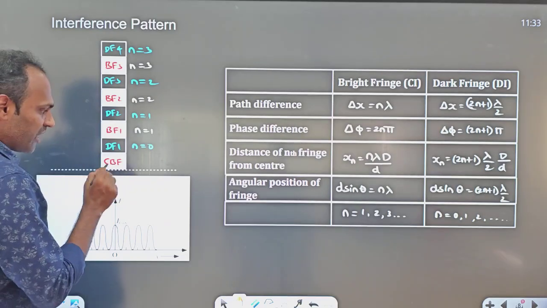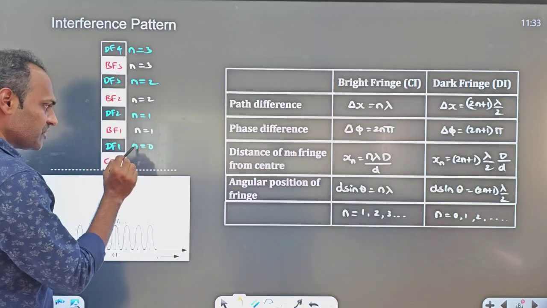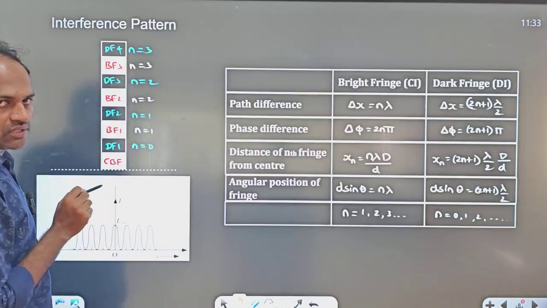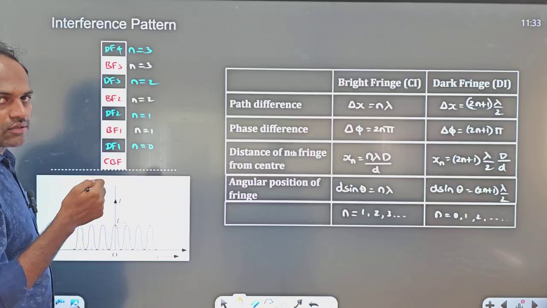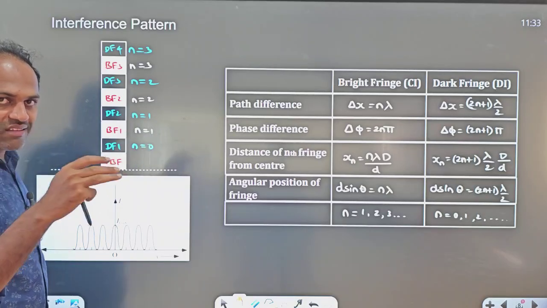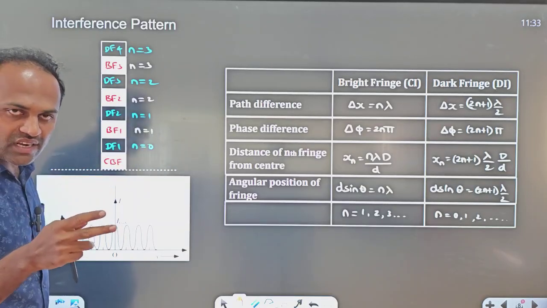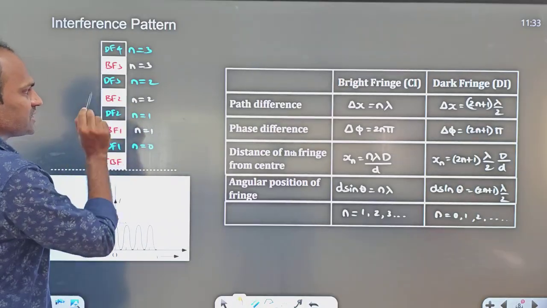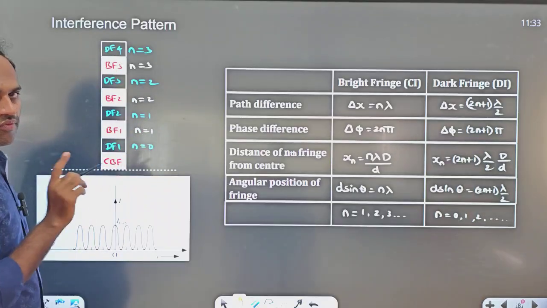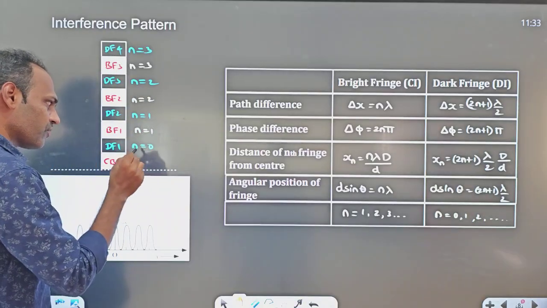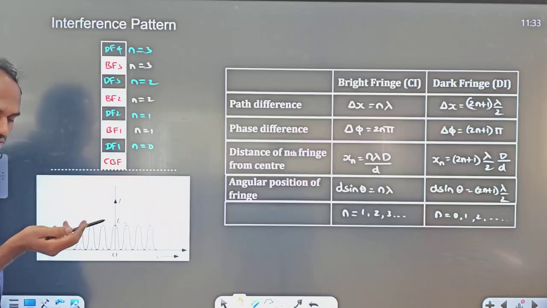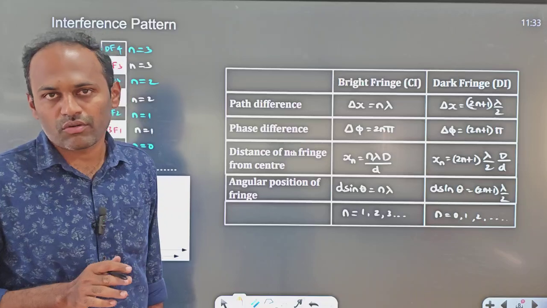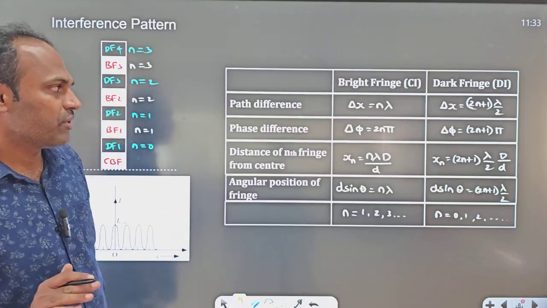Numbering system: do not give a number to the central bright fringe. First dark fringe n equal to 0, second dark fringe n equal to 1, third dark fringe n equal to 2, fourth dark fringe n is equal to 3. Started from 0. So second dark fringe means take 1, 10th dark fringe means take 9, 15th dark fringe means take 14. Bright fringe: first bright fringe 1, second bright fringe 2, third bright fringe 3, no difference. Dark fringe you start numbering from 0, bright fringe you start numbering from 1. So there is no problem with bright fringes. Third bright fringe means take 3, fifth bright fringe means take 5. Only for dark fringes you have to take 1 less.